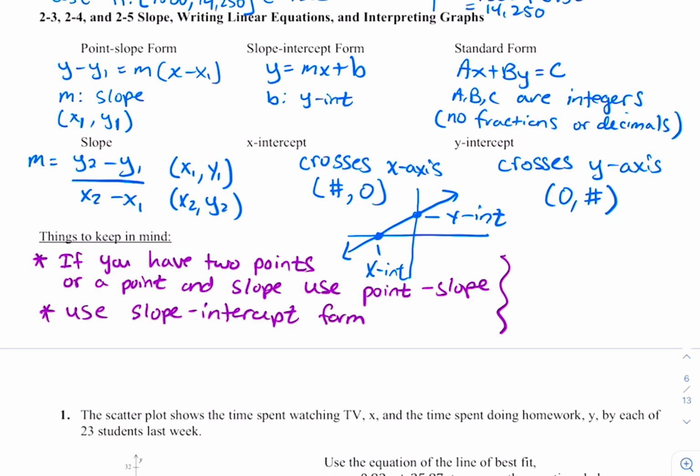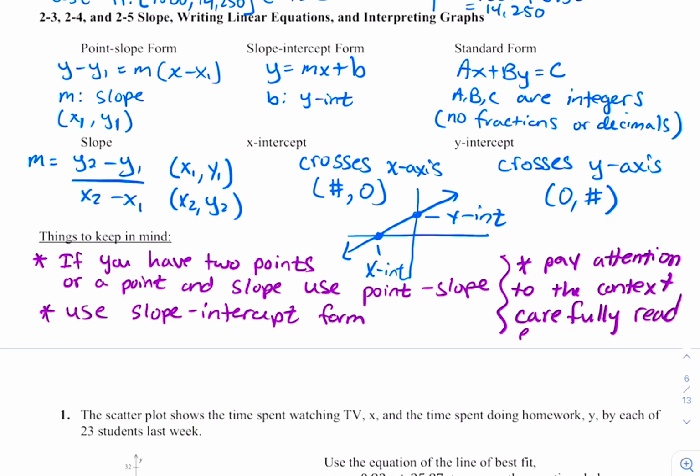And also keep in mind that our context is very important. So we need to pay attention to the context. Okay. So really we need to carefully read each problem.